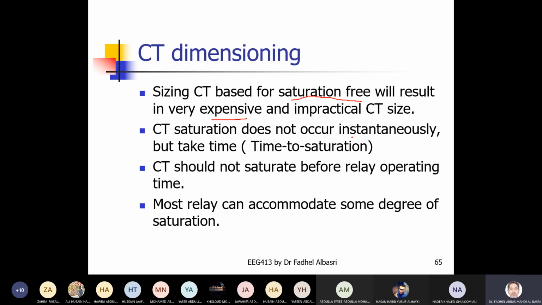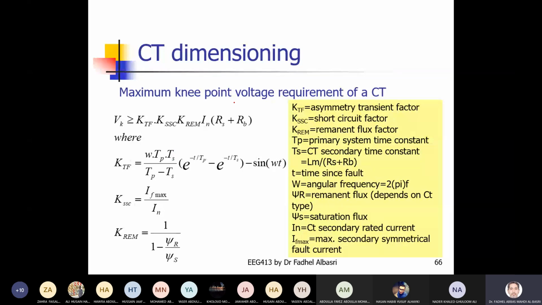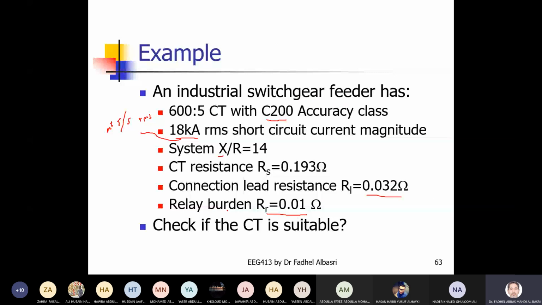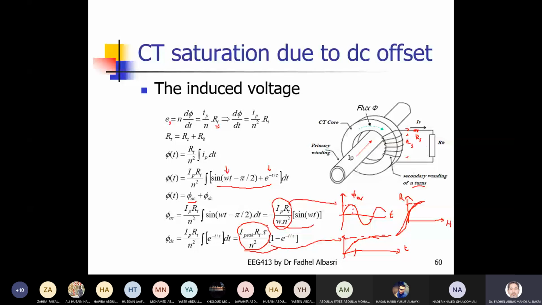CT saturation does not occur instantaneously. It takes time, which we call the time to saturation. The CT shouldn't saturate before the relay takes action. This is what we are interested in. Let's take a time t such that we don't want the CT to saturate within, say, 0.1 second. A relay normally detects a fault and takes action within 100 milliseconds, which is 0.1 second. So during 0.1 second, I don't want the CT to saturate. This is my time to saturation. As a result, the equation I should consider takes the summation of these two into consideration, with the factor of t.